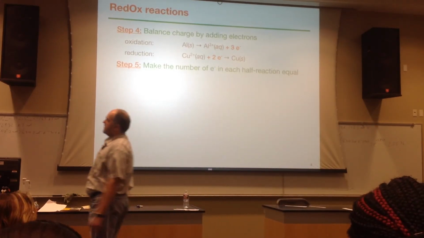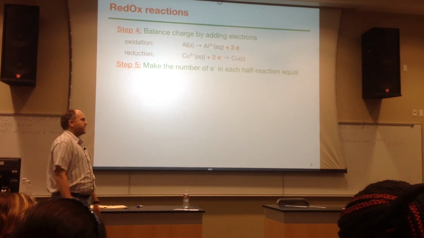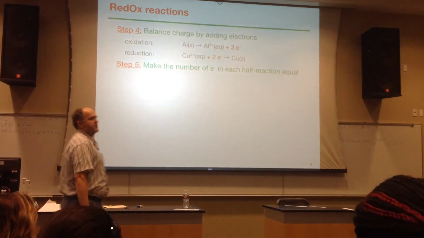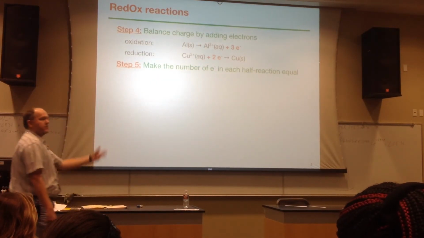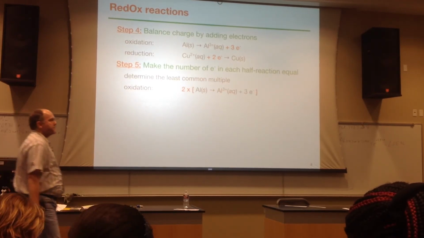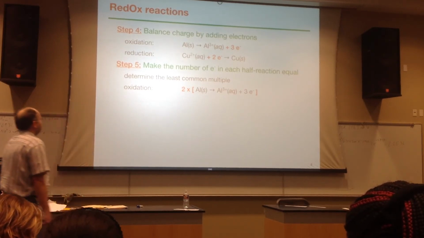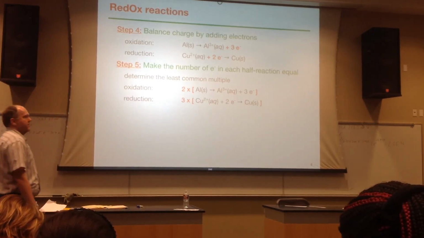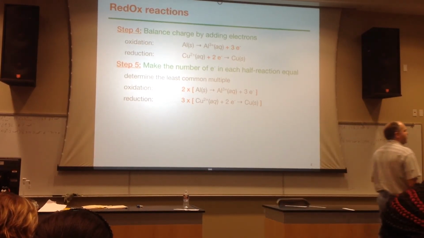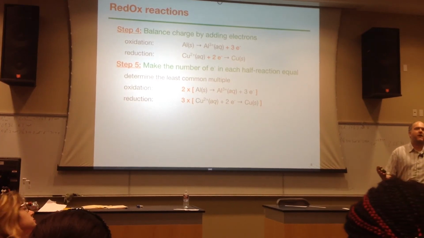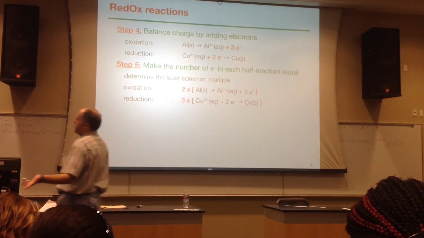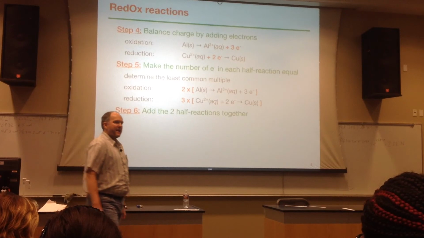Step 5, make the number of electrons in each half reaction equal by finding the least common multiple. What's the least common multiple between 3 and 2? Least common multiple is 6, meaning I need to multiply my aluminum oxidation reaction by 2. And I multiply the copper half reaction by 3. All right. Remember that chemical equations are nothing more than algebraic equations. I can multiply, divide, I can do really whatever I want to as long as I can do the same thing to an algebraic equation. All right, so I multiply through by 2, multiply through by 3, and then I add them together.